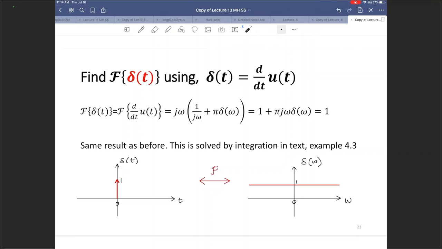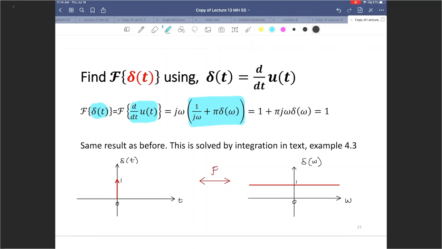And we are using the time derivative property to show this. The Fourier transform of an impulse can also be written as the Fourier transform of the derivative of the unit step. We already know the Fourier transform of the unit step to be 1 divided by j omega plus pi delta omega. We used linearity to express the unit step as the summation of half of the sign function plus half of a constant.